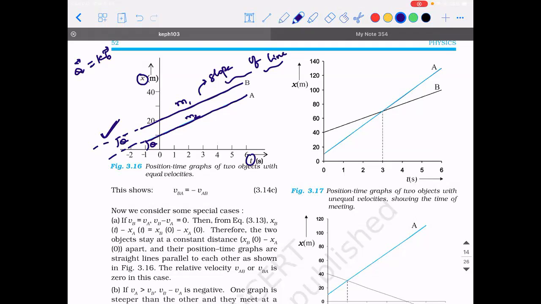So when you come back to physics, with respect to a position time graph, if they give you two lines which are parallel to each other, then what can you speak about their velocities? They will be equal. That is what is meant by position time graphs of two objects with equal velocities. Clear?